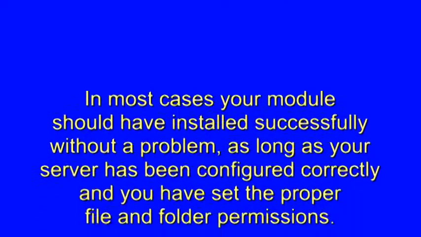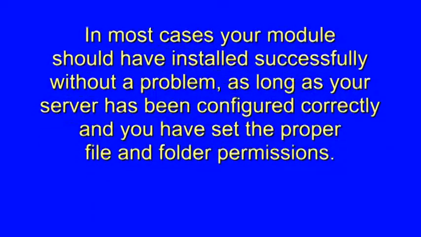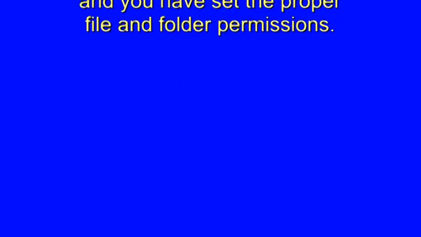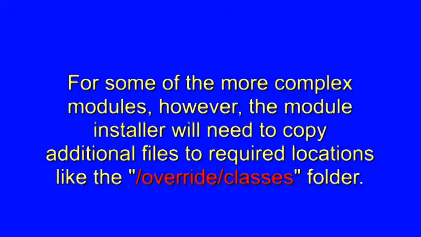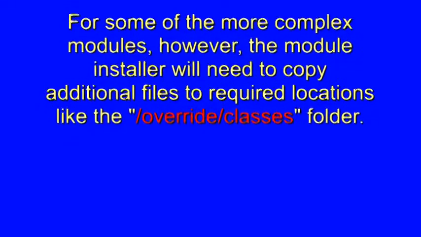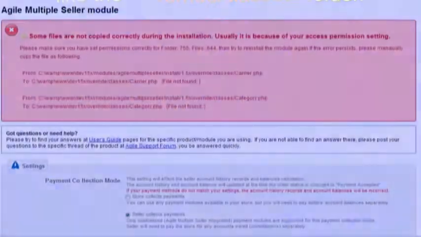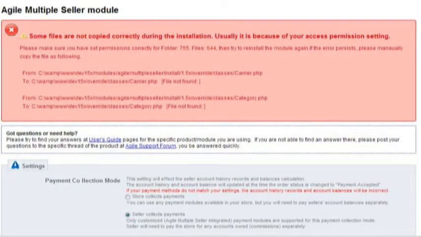In most cases, your module should have installed successfully without a problem, as long as your server has been configured correctly and you have set the proper file and folder permissions. For some of the more complex modules, however, the module installer will need to copy additional files to required locations like the Override Classes folder. In this case, it's possible you may encounter an error similar to this during the installation process. This is caused by incorrect permission settings on folders or files.